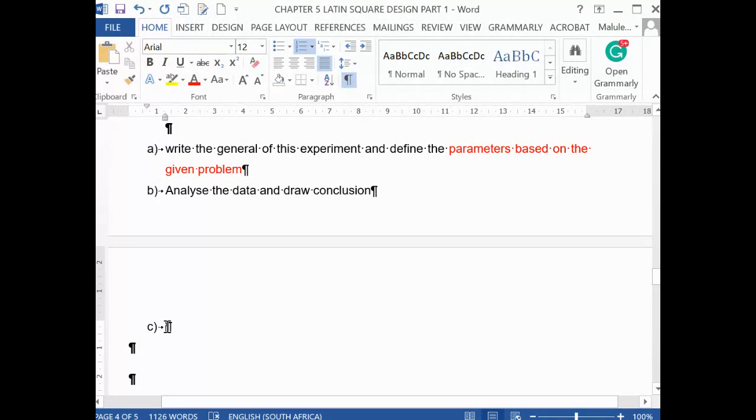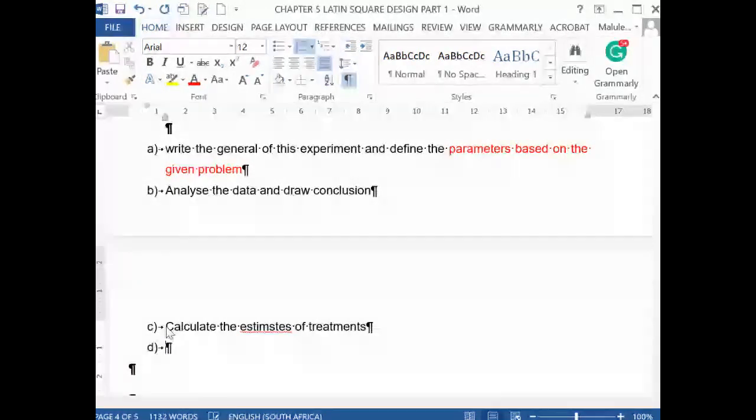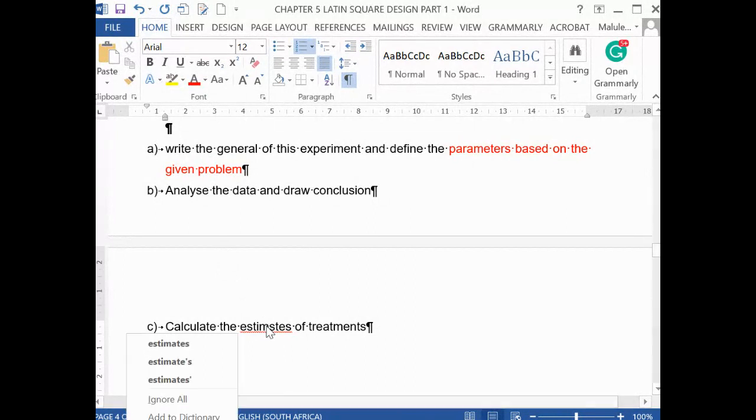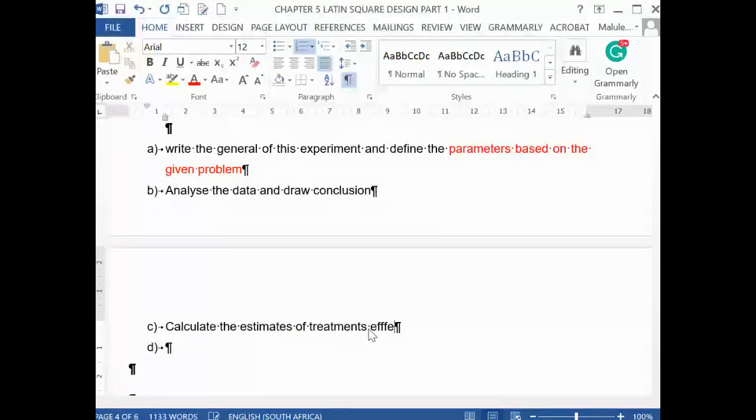Okay, I was saying calculate the effect of each treatment. Calculate the estimate of treatment effect, isn't it? What else? Choose a name, someone from the class. Manyama. Is he in class? Make sure that the person is here.